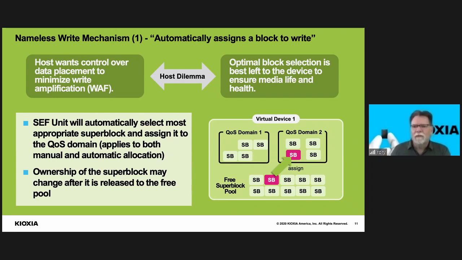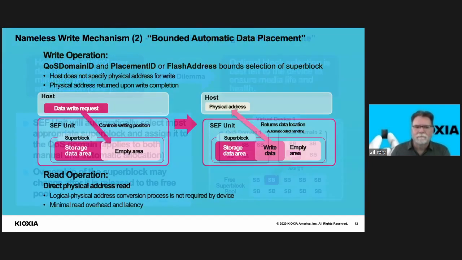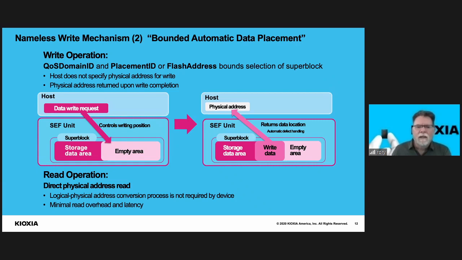Now let's show how a nameless write works. Nameless write allows the device to choose where to physically write the data, but allows the host to bound the possible choices of the device. As mentioned earlier, QoS domains are mapped to device nodes in the system, so the nameless write operations must supply a QoS domain handle, as well as either a placement ID for auto allocation mode or a superblock flash address returned by a previous manual superblock allocate command.